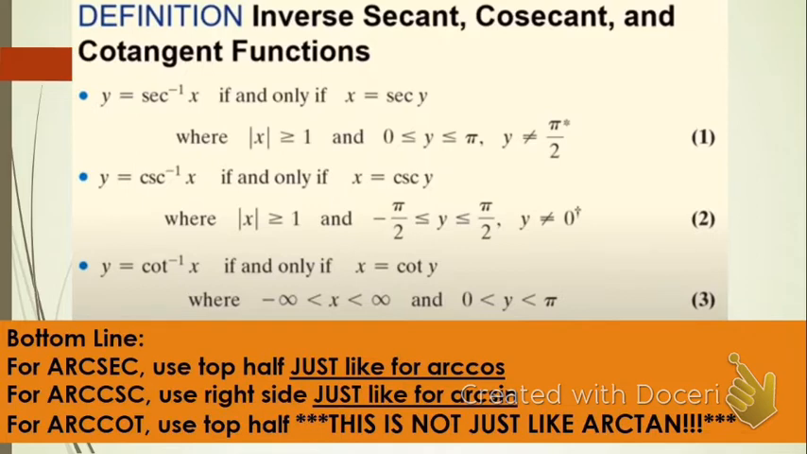So arcsecant does exactly what arccosine does. Arccosecant does exactly what arcsine does. Arccotan is a little bit weird, but that's because of where cotan is undefined. So far, so good? All right. Let's practice with these guys.